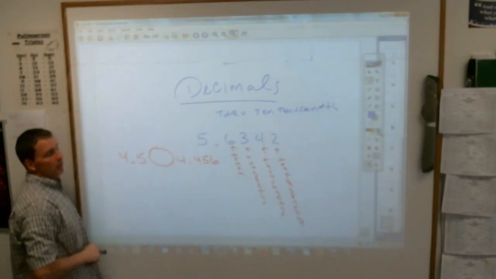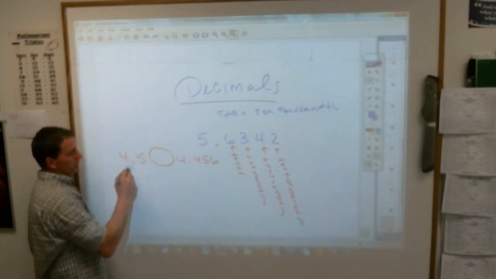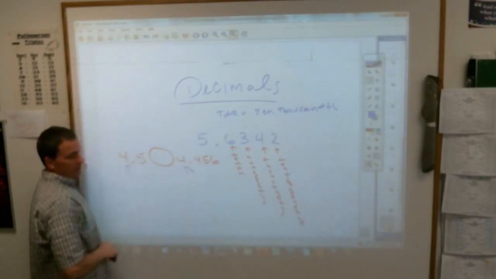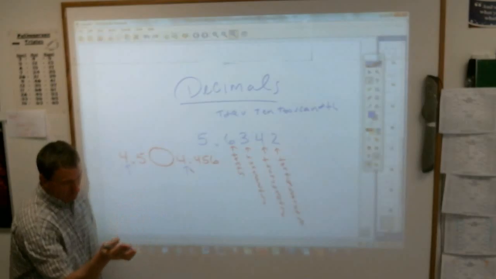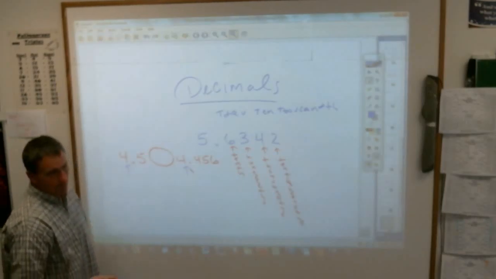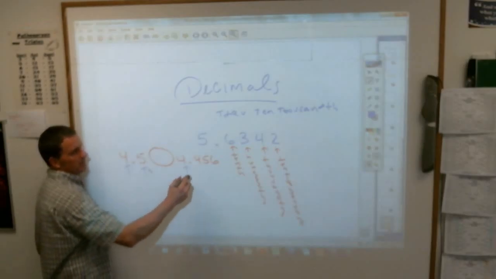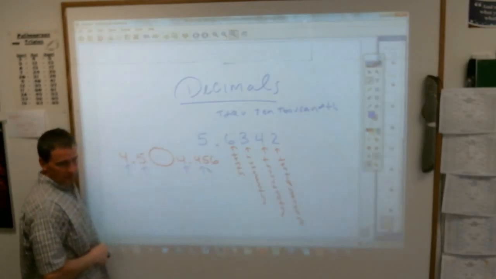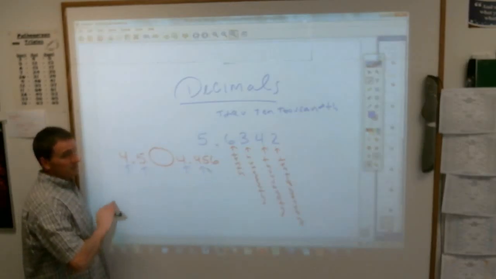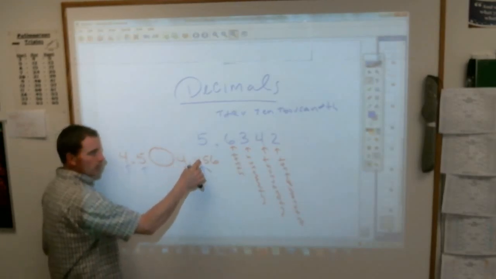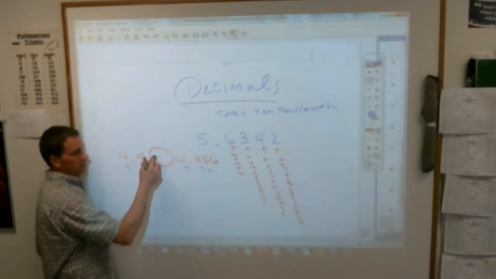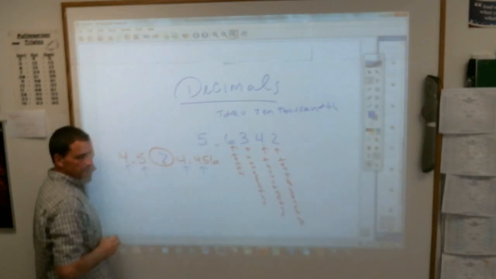Okay, here's what you have to look at. First of all, you look at the whole numbers. If the whole numbers are the same, then you have to look at the decimals. If you look at the decimals, this has a 5 in the tenths place, this has a 4 in the tenths place. It doesn't matter anything more. 4 is smaller than 5, so this is bigger.